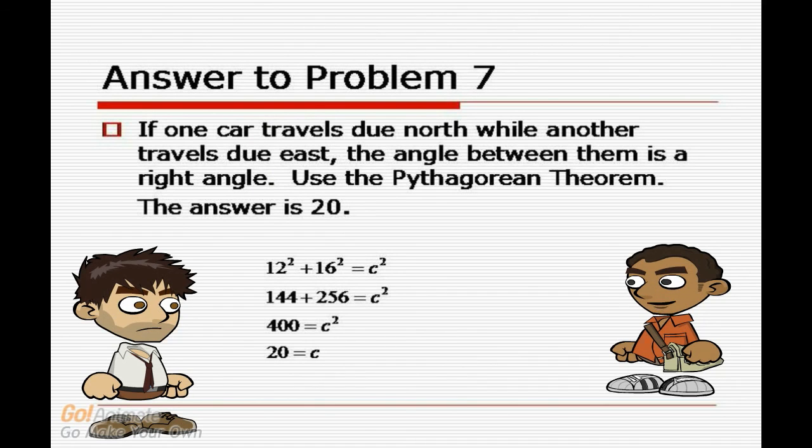In this problem, we have 12 squared plus 16 squared equals c squared. Thus, 144 plus 256 equals c squared. 400 equals c squared and c equals 20. You did a nice job illustrating the situation with the diagram. Charlie, I think I want to call on you again.